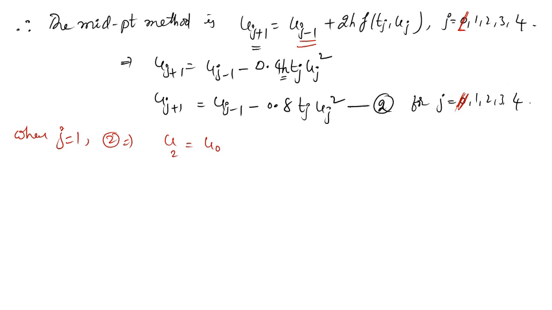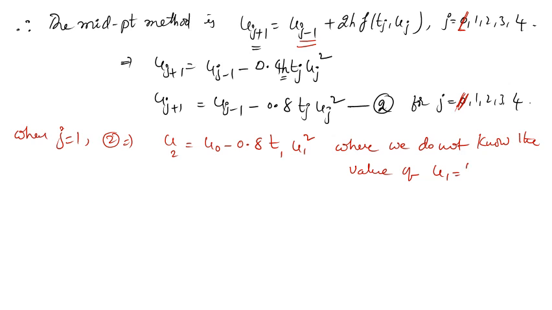u2 equal to u0 minus 0.8 t1 u1 square, where we do not know the value of u1. What is the meaning of u1? U of t1. What is t1 value? 0.2. Therefore, given that, what is the given actually?